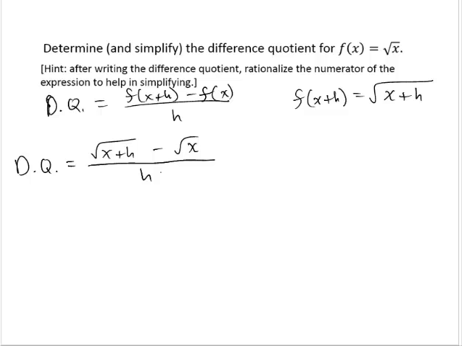We are asked to simplify it, and they give us a hint. We're told to rationalize the numerator of the expression. Now, to rationalize this numerator, since it's a binomial, what we do is we multiply by its conjugate, which would be the square root of x plus h plus the square root of x. And since we multiply by that quantity in the numerator, we must multiply by that same quantity in the denominator.